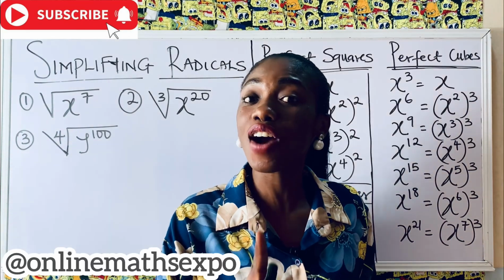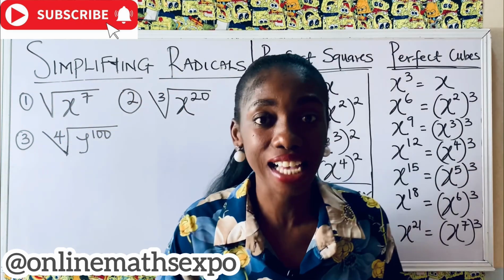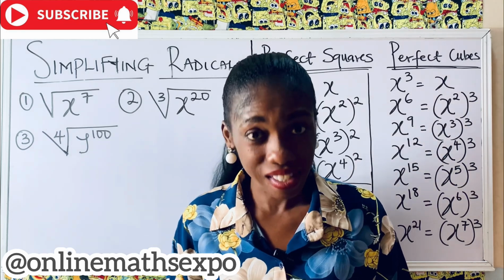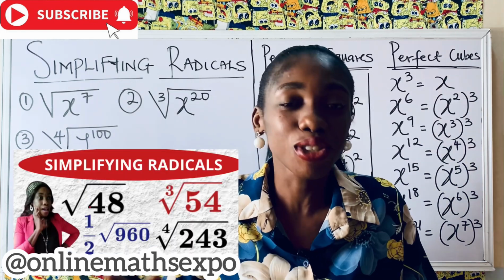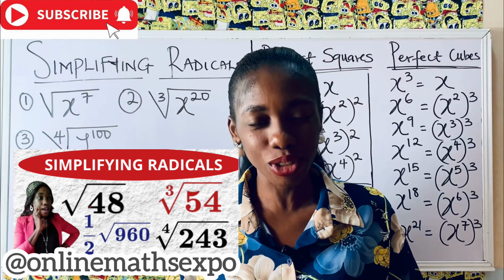In today's tutorial, you are going to learn how best to simplify radicals that involve variables. In our previous tutorial, we looked at how to simplify those that involve numbers. Kindly do well to check on them.